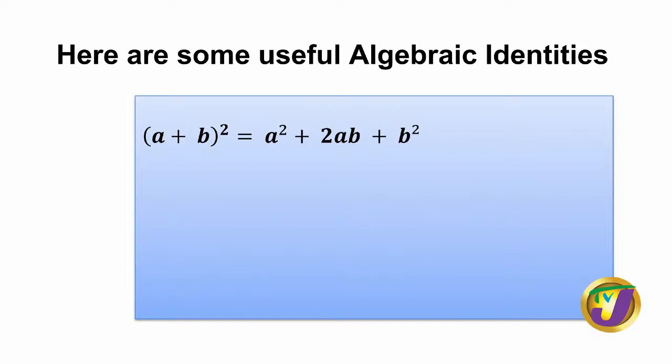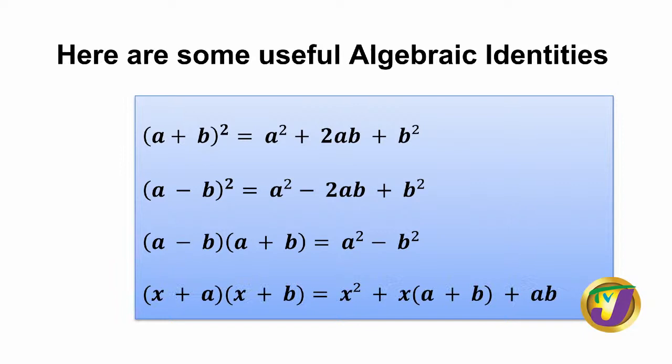Let's see what the others are. That one is familiar as well. We know that one, the perfect square again, but this one is the subtraction version. I'm going to look at all four, and we'll get the opportunity to prove a few of these. The third one looks familiar as well. On the right-hand side we have b squared being subtracted from a squared, and our students usually refer to it as the difference of two squares.